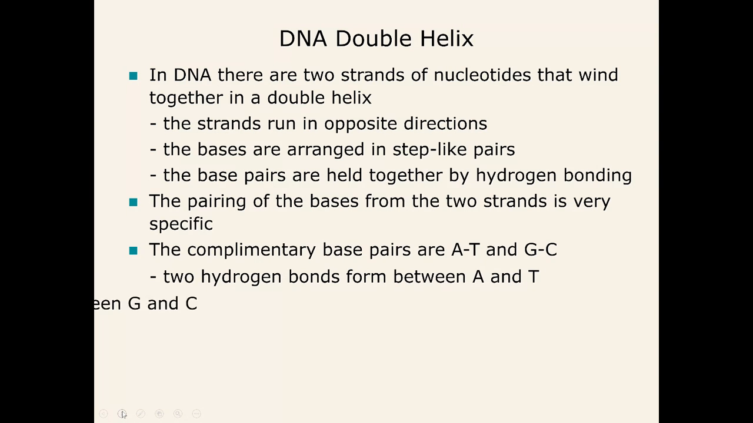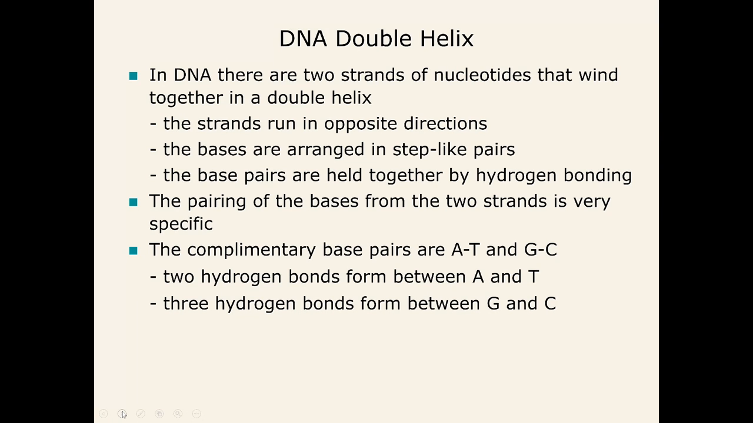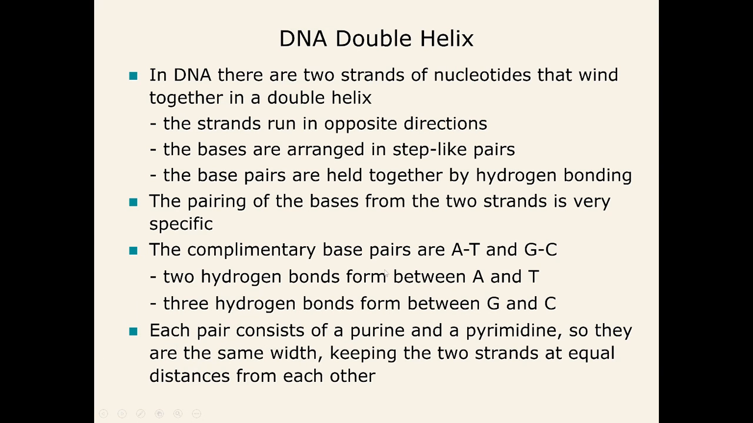Okay, so this is just a recap of what I said. And so in DNA, 2 strands, they run in opposite directions. They're arranged in like a staircase. The base pairs are held together by hydrogen bonding. A goes with T, G goes with C in DNA. And each pair consists of a purine and a pyrimidine. And that keeps them the same width, right?